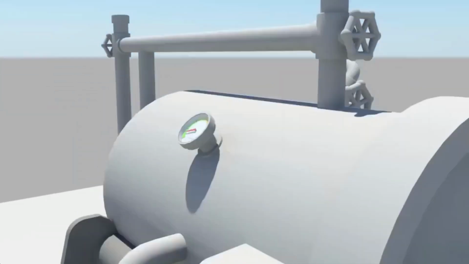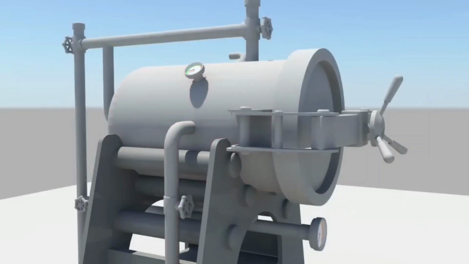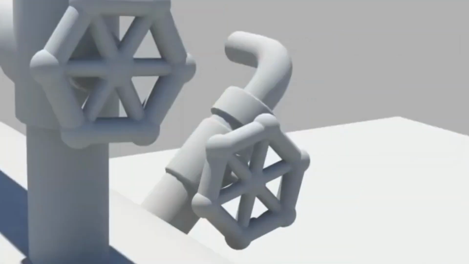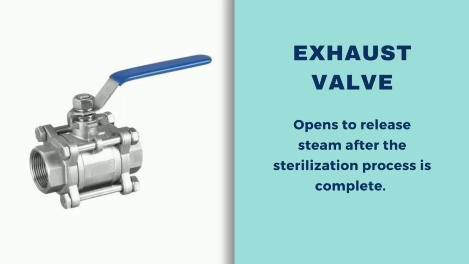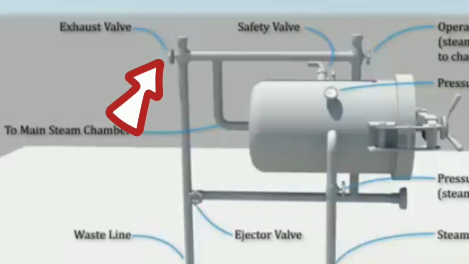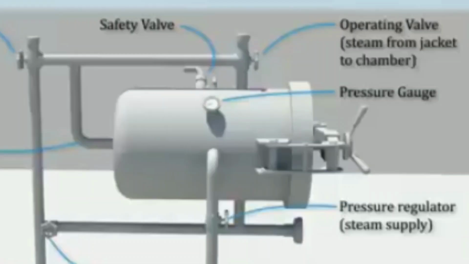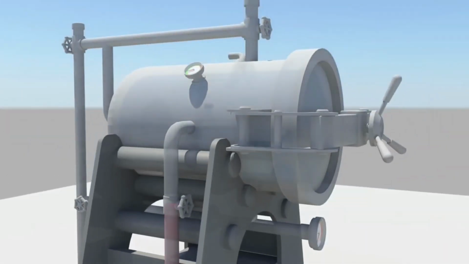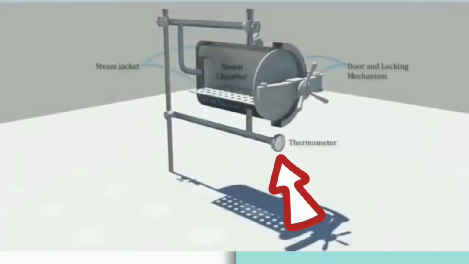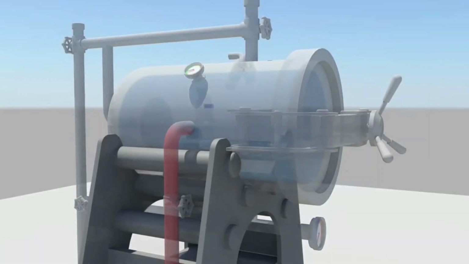Next is the operating valve that controls the flow of steam from the steam jacket into the chamber. The safety valve opens automatically to prevent explosions. The automatic ejector valve ejects air from the chamber, while the exhaust valve opens to release steam after the sterilization process. The pressure gauge displays the current pressure inside the autoclave. The pressure regulator manages the amount of steam entering the autoclave by controlling the pressure from the steam supply. The thermometer measures the temperature inside the steam chamber. And the path that provides the autoclave with steam is called a steam supply line.